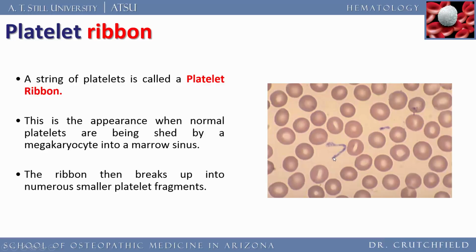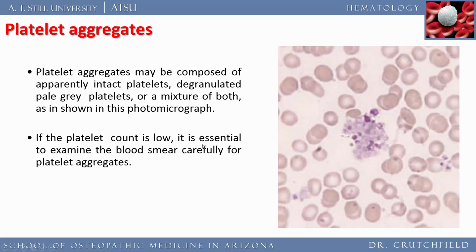Occasionally, we'll see what's called a platelet ribbon. And so here's some red cells. These all look normal, a nice little UFO-shaped disc. And then you see these platelet ribbons. This is when the platelet is being shed into a marrow sinus by the megakaryocyte. And the ribbon will then eventually break up into numerous smaller platelets. Probably not really clinically significant, other than if you see these, they're just a little precursor to the normal platelets getting ready to break up.